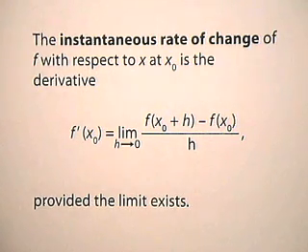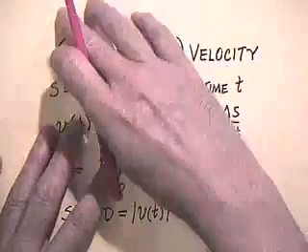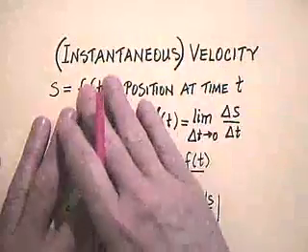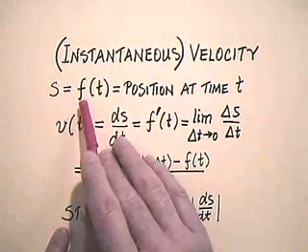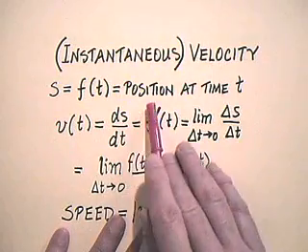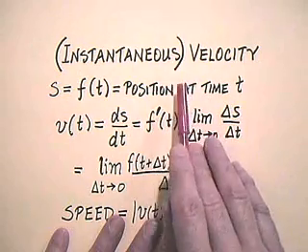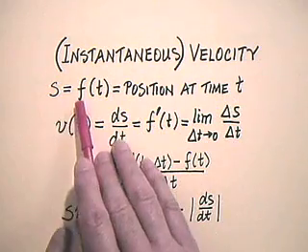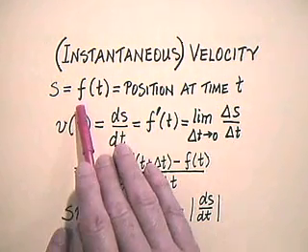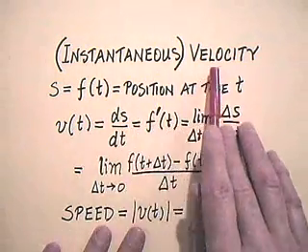Well, let's look at a special case, the case where the function tells us position. In that case, we think of the instantaneous rate of change as what's often called the instantaneous velocity. So if s equals f of t gives the position at time t of some moving point or particle, then the derivative in this case, the instantaneous rate of change of s with respect to t, or the derivative of f with respect to t, gives us what we call the instantaneous velocity.